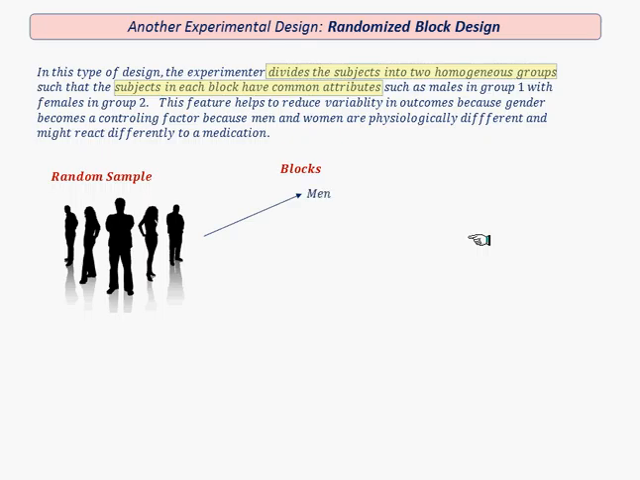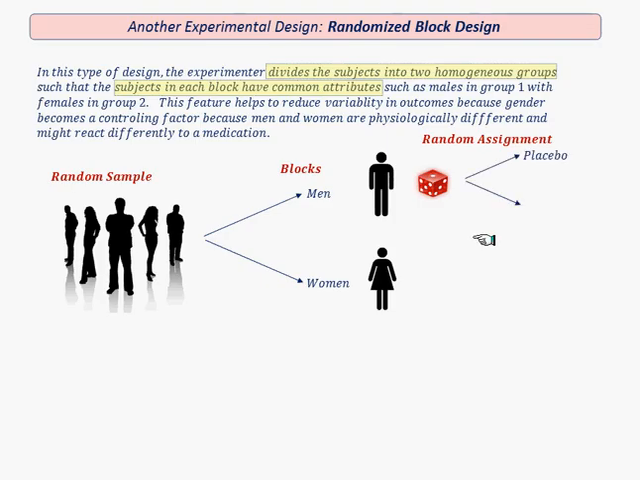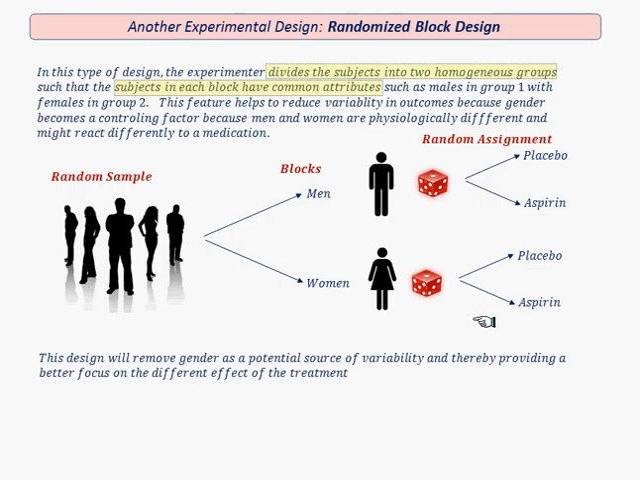And we create two blocks, one for males, one for females, and we randomly assign the placebo and the aspirin to the males and correspondingly to the females. And so by doing so, we remove gender as a potential variable, random variable, which may affect the results. And it provides a better focus due to the different treatments.